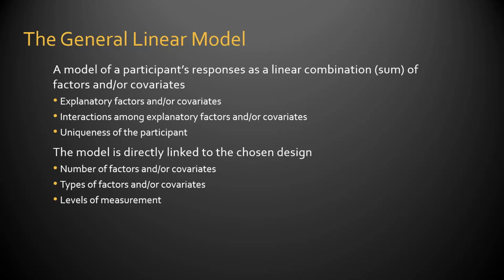The model is directly linked to the chosen design because it tells us the number of factors or covariates. It tells us the types of factors or covariates, and it tells us how we measured our response, whether in fact we put individuals into categories, in which case we'd have to switch to the generalized linear model, or whether we had individuals measured on a quantitative response. So the model is directly linked to the chosen design. This is it. This really encapsulates the general linear model, but to make more clear how this all works, we should look at some examples.